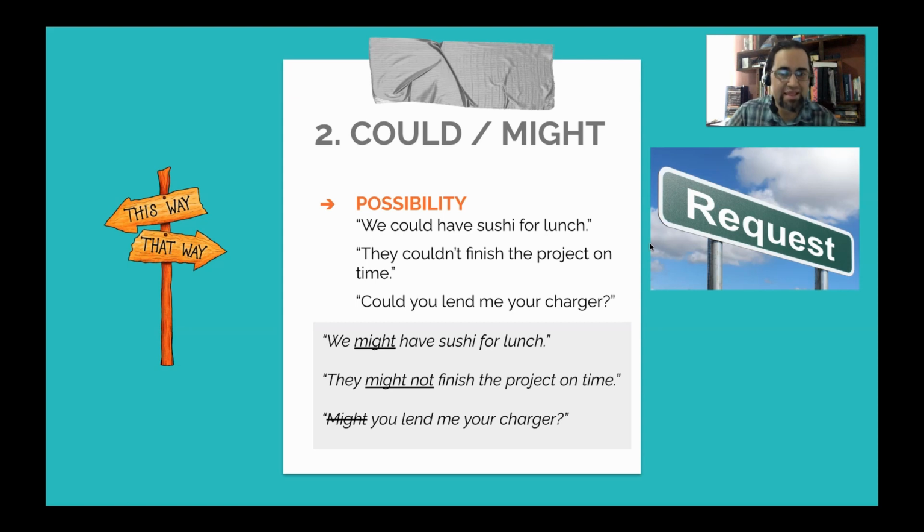That doesn't work. Let's also keep in mind that there's a slight different meaning when you say they couldn't finish the project on time. It means that in the past they couldn't finish the project on time. For example, yesterday they couldn't finish the project on time. By the time it was needed, they couldn't finish. And when you say they might not finish the project on time, the meaning is different. You're trying to say that there is a possibility that they do not finish the project on time.